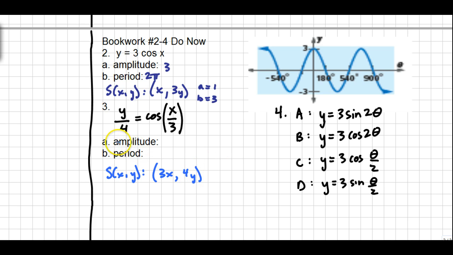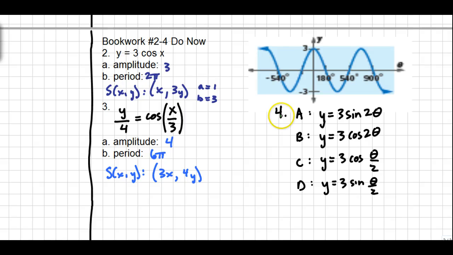So remember, the amplitude is representative of the b value. The b value is the one that's with the y. So the amplitude here is going to be the absolute value of 4, which is 4. The period is going to be 2 pi times whatever the a value is. The a value is 3, so the new period is going to be 6 pi.